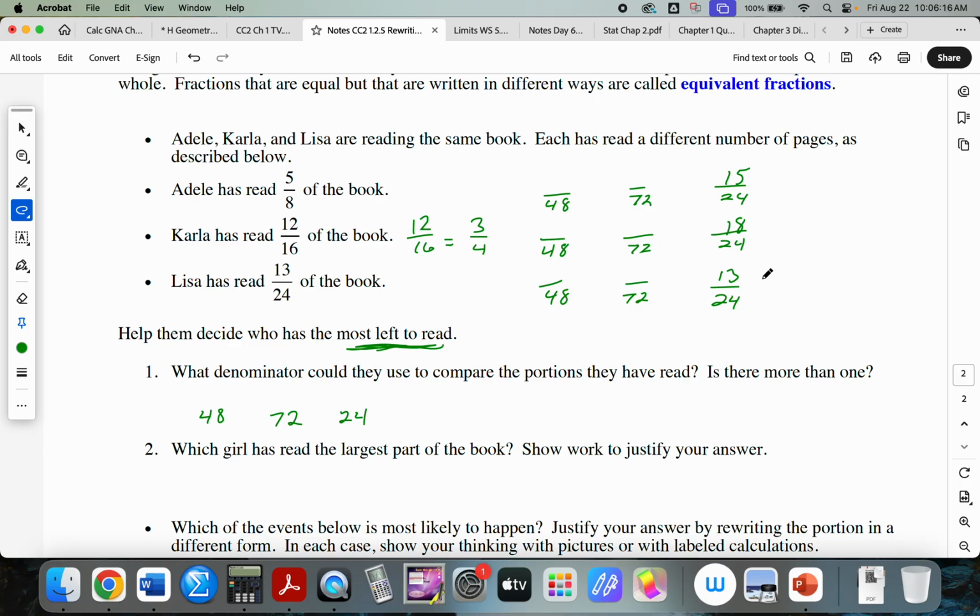Rory, tell me about 48. What's the numerator for the first one? Yes? Yes, and this one? 26 over 48. Thank you. Did someone do it with 72? Nobody actually wanted to do it with 72, which I fully understand. Okay, either way, which girl has read the largest part of the book so far? Anybody? Carla.